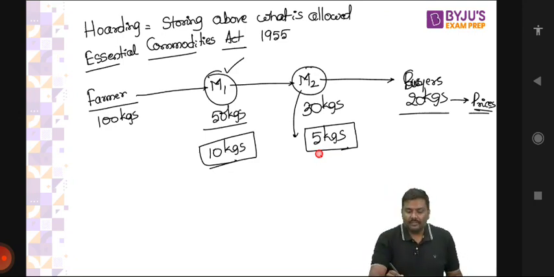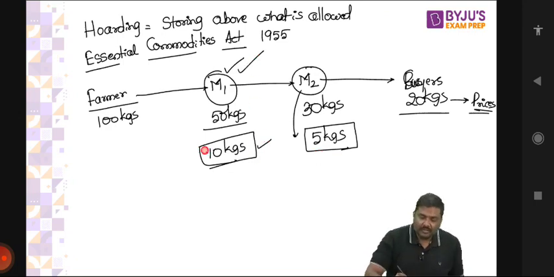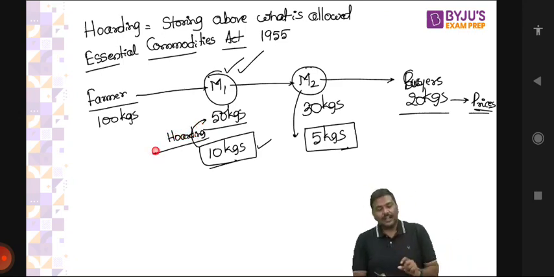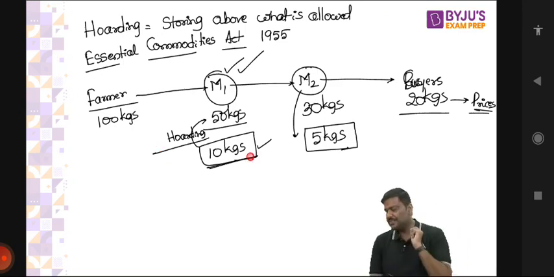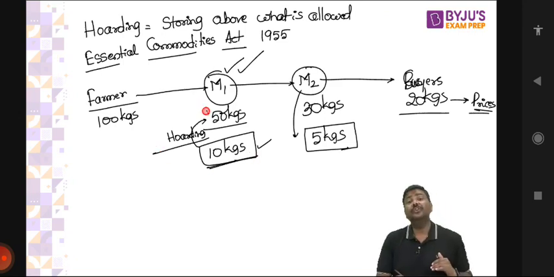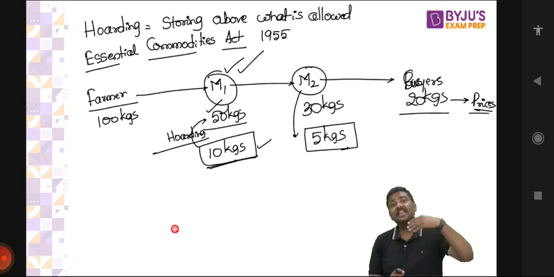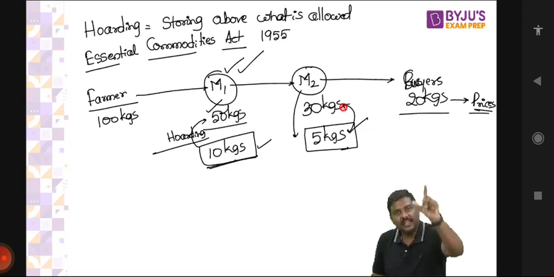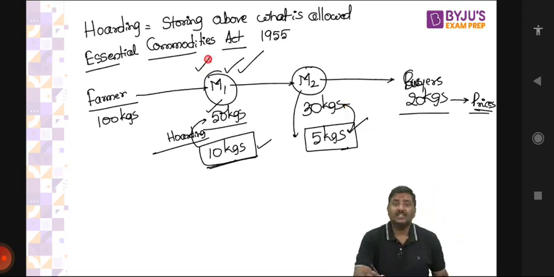Continue the same example. M1 is allowed to store only 10 kgs, but if M1 stores 50 kgs, this is nothing but hoarding. Any difficulty? I will repeat it. Government says M1 is allowed to store only 10 kgs, but M1 goes above 10 kgs and stores 50 kgs. This extra 40 kgs is hoarding. M2 is allowed to store only 5 kgs, but is storing 30 kgs. That extra 25 kgs is hoarding. So government says both M1 and M2 are hoarding the commodities.